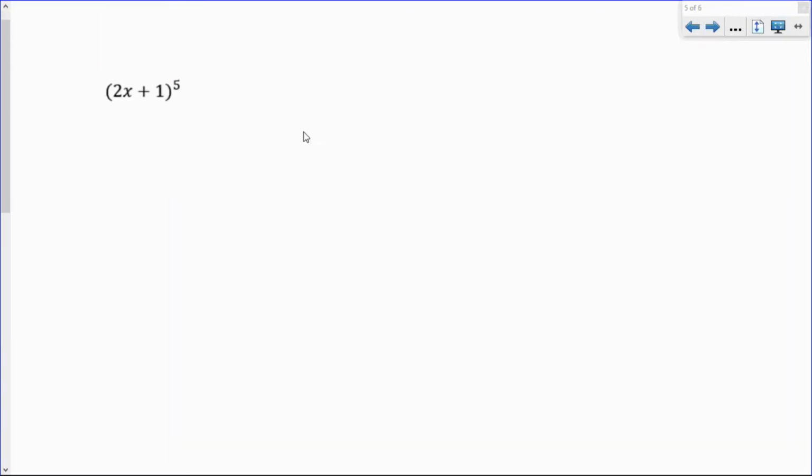Let's try another example. (2x + 1) to the power of 5. So again, you have a choice. You can either use the formula, or you can write Pascal's triangle out. It is not that difficult to do.